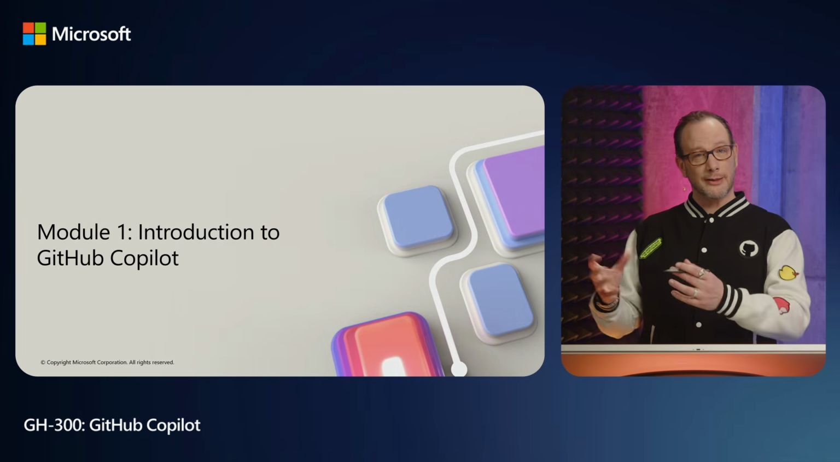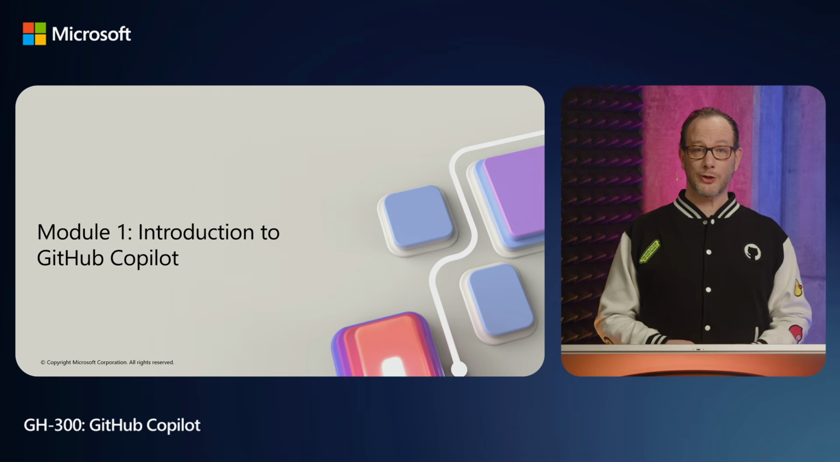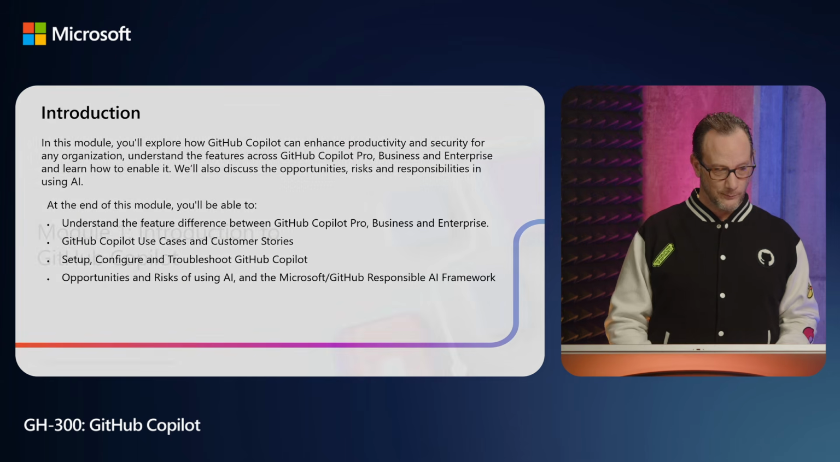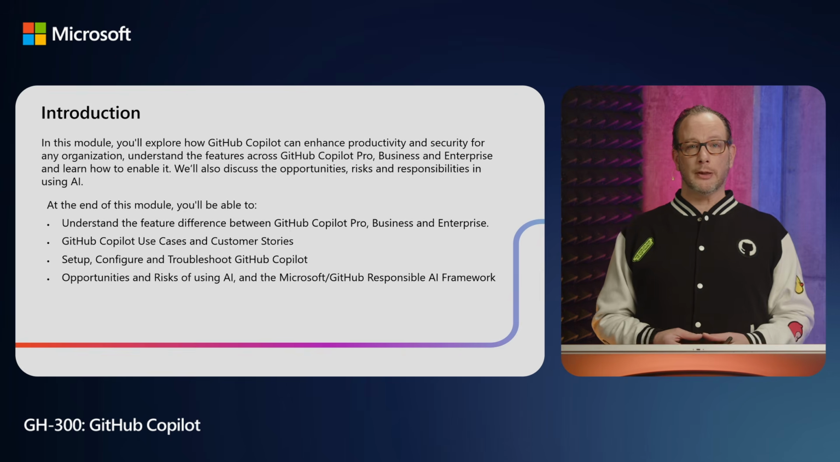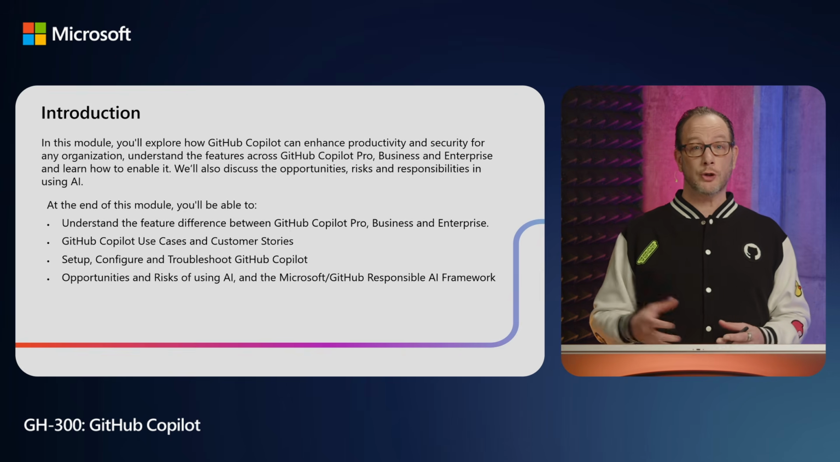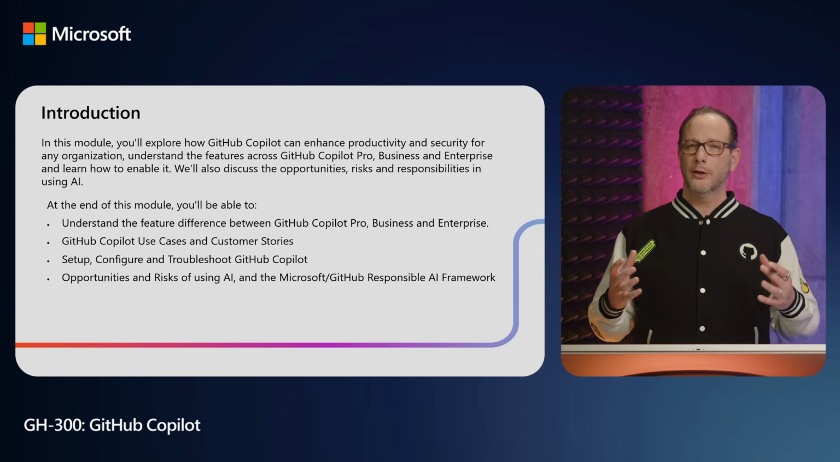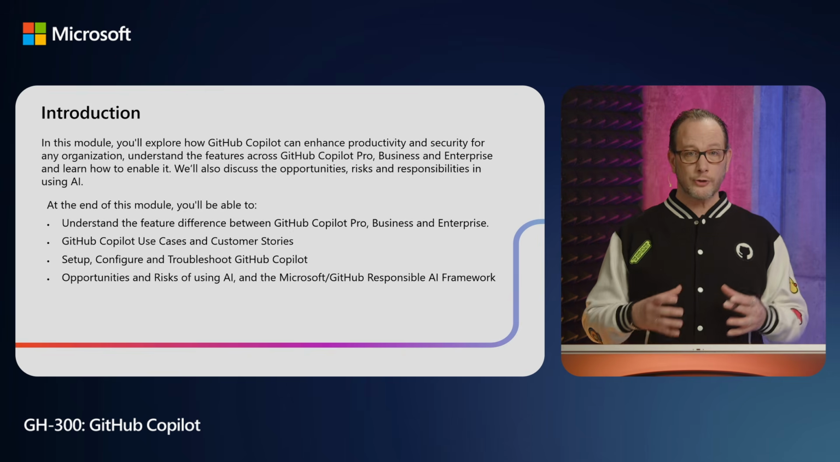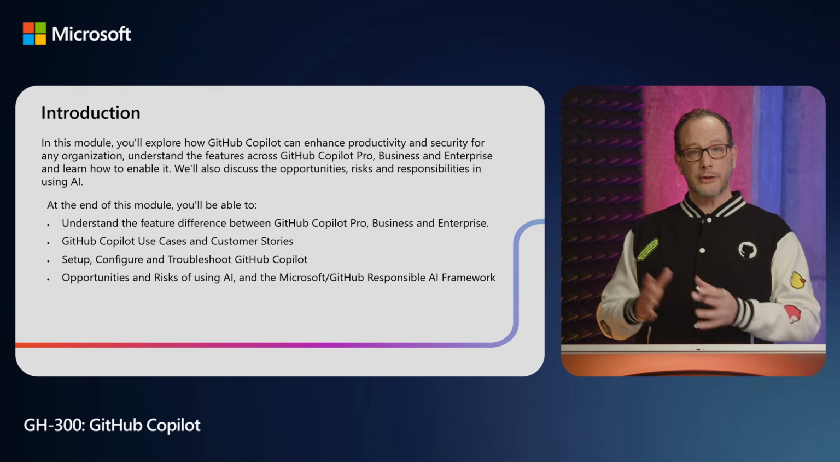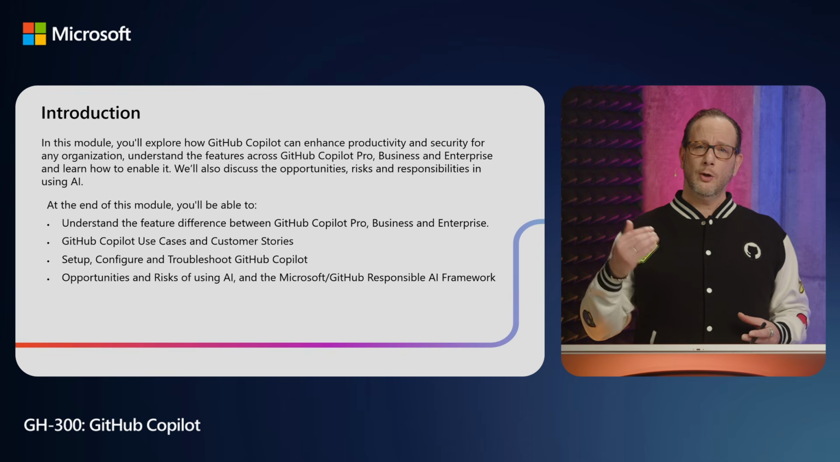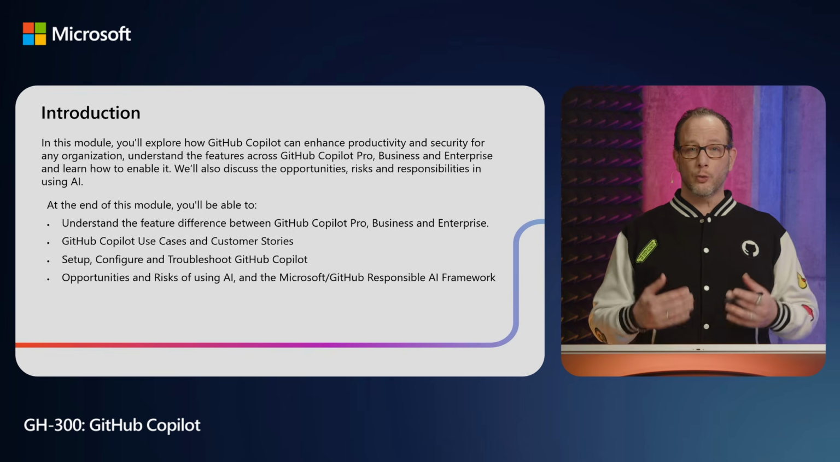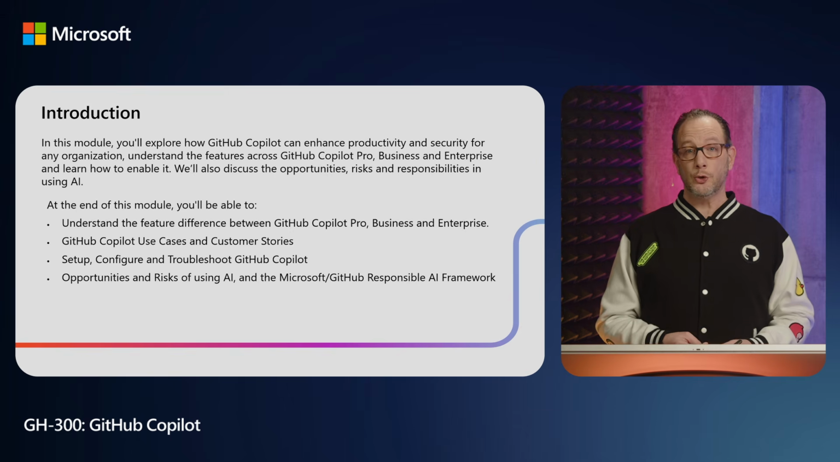Welcome to the first module, an introduction to GitHub Copilot. Get something to drink, add a little snack, and I would say let's get started. This first module's goal is to explore how GitHub Copilot can enhance productivity and security for any organization, to understand the features across GitHub Copilot Pro, Business, and Enterprise, and obviously to learn how to enable it. We'll also discuss the opportunities, risks, and responsibilities in using generative AI.